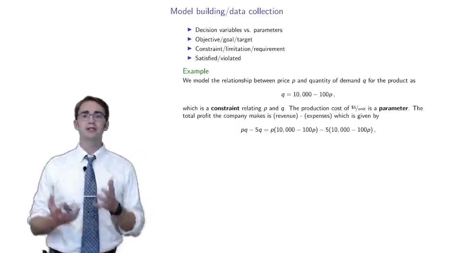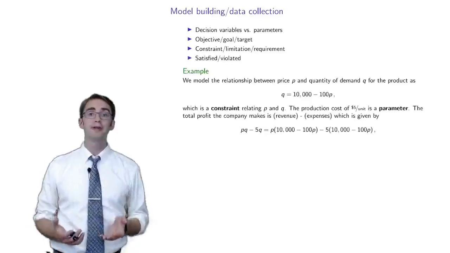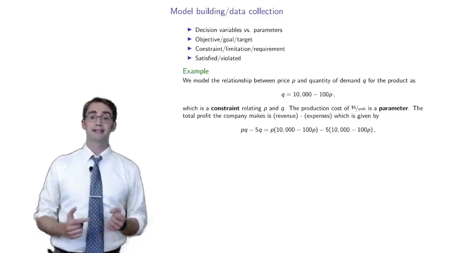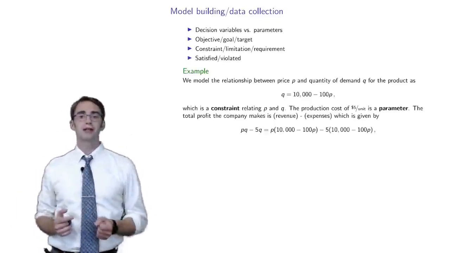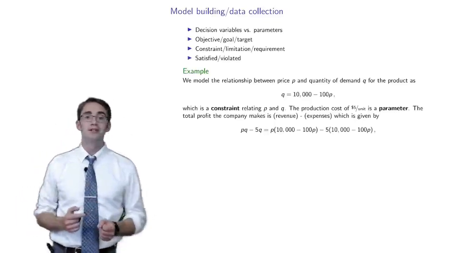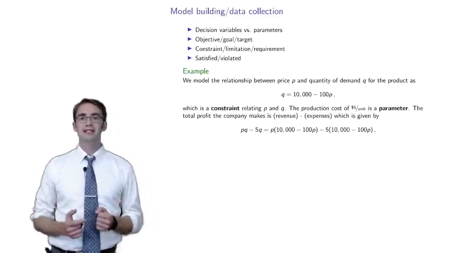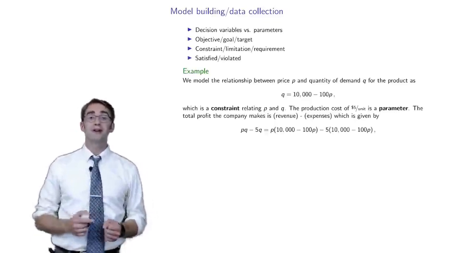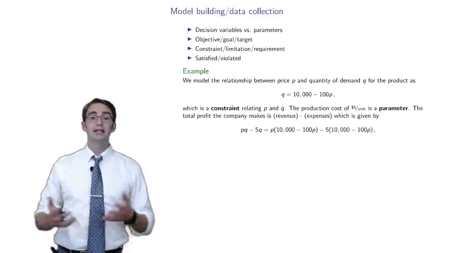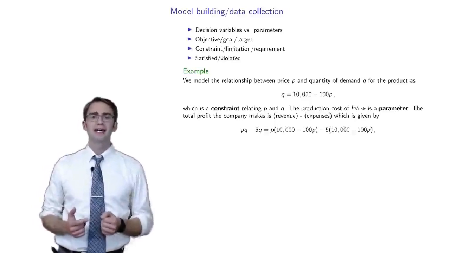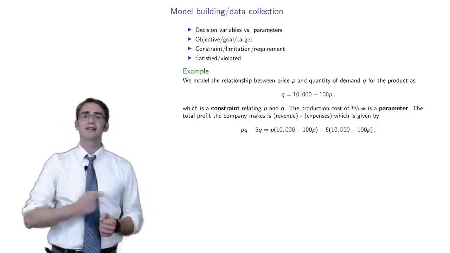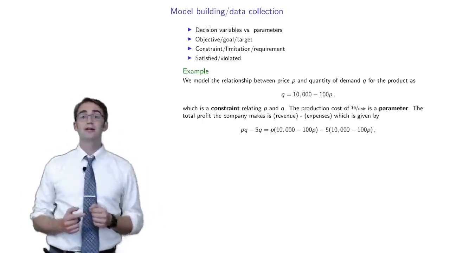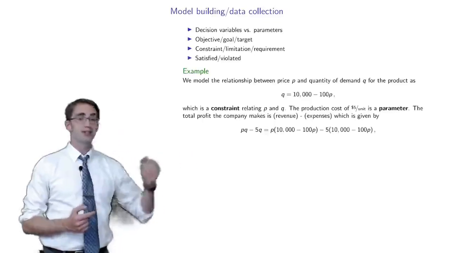The production cost of $5 per unit is a parameter, and the total profit that the company makes is the revenue minus the expenses. That's given by this formula over here. The revenue is P times Q, because it's the price that you're selling times the quantity of demand, and then minus 5 times Q, because $5 is the cost you pay per unit, and then Q is the quantity of demand. And then if you plug in that constraint that I wrote up there, that Q is equal to 10,000 minus 100 times P, you'd get this expression here on the right.